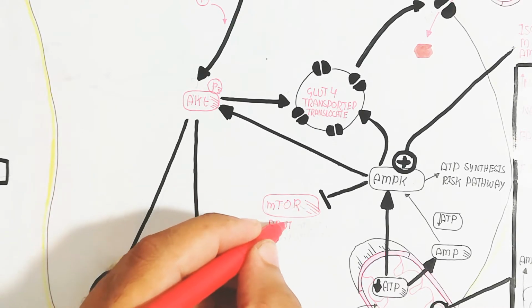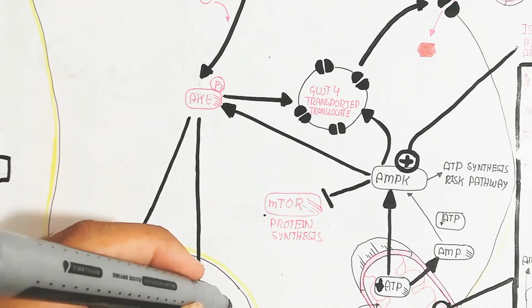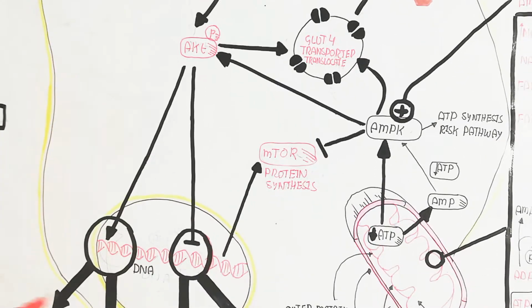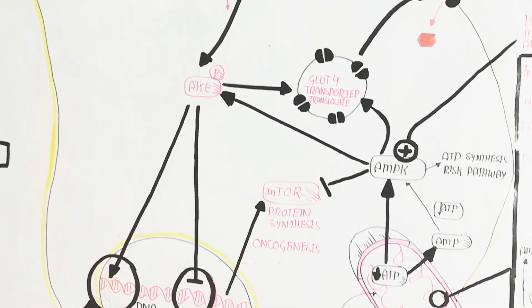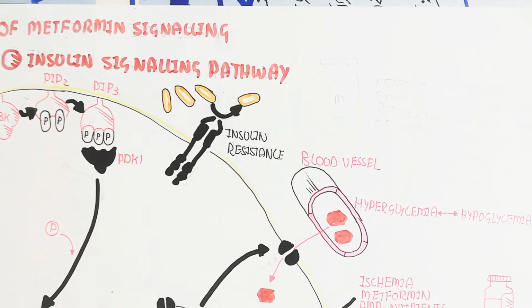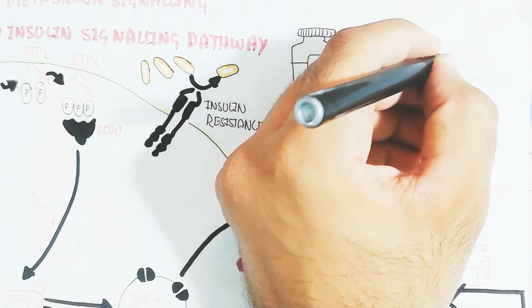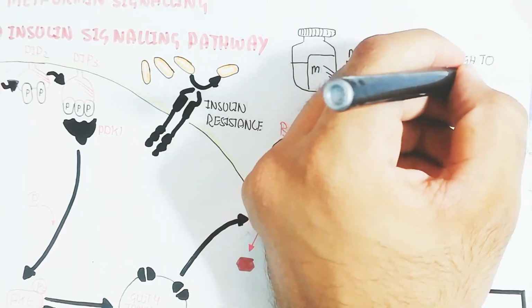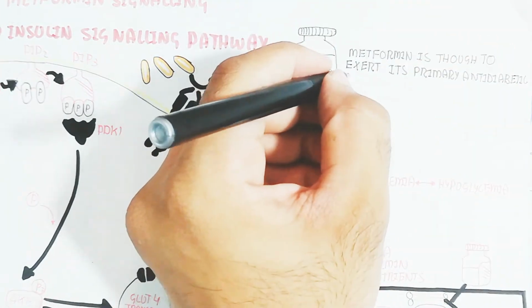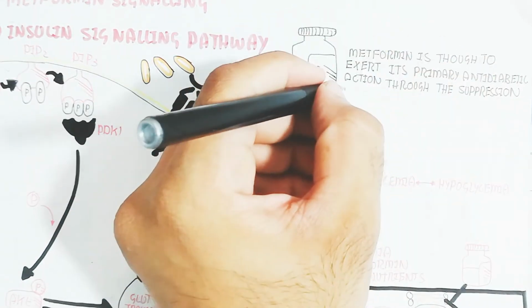The AMPK also inhibits the mTOR pathway, which is important for protein synthesis and also leads to oncogenesis. So AMPK leads to cancer inhibition, and that is why metformin is important to decrease the activation of cancer-causing genes. Metformin is thought to exert its primary anti-diabetic action through the suppression of hepatic glucose production. Remember, the decrease of ATP will lead to AMPK triggering.